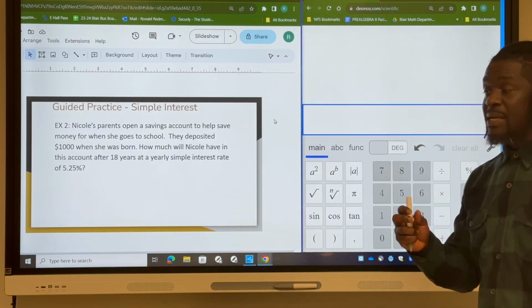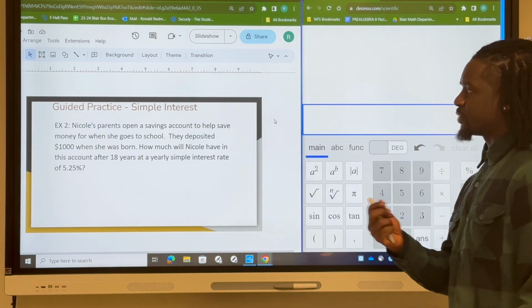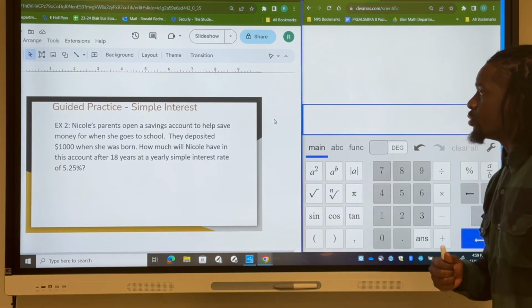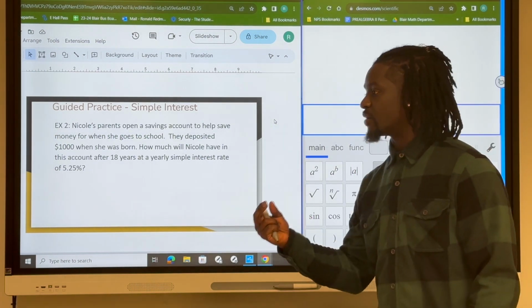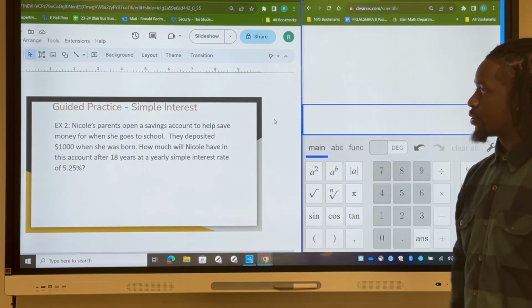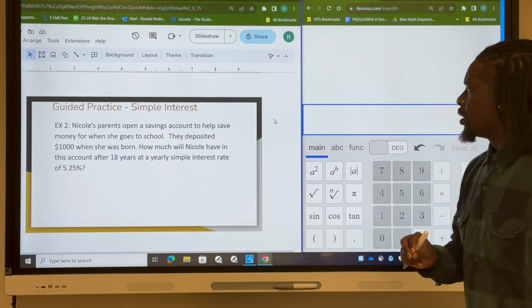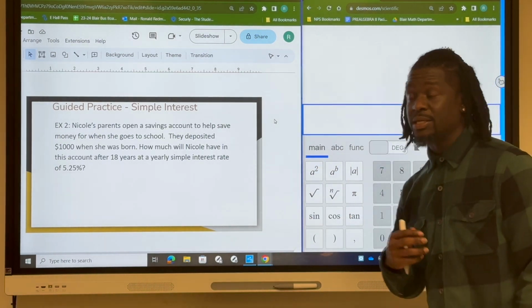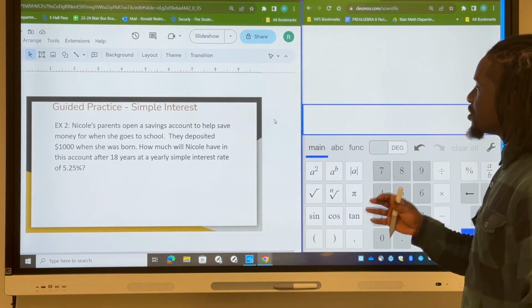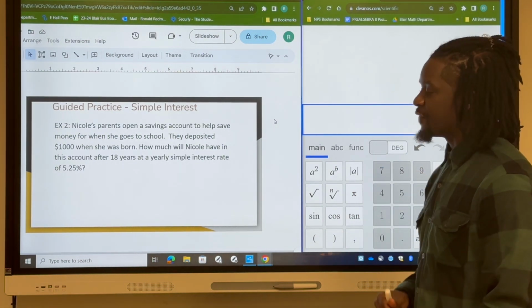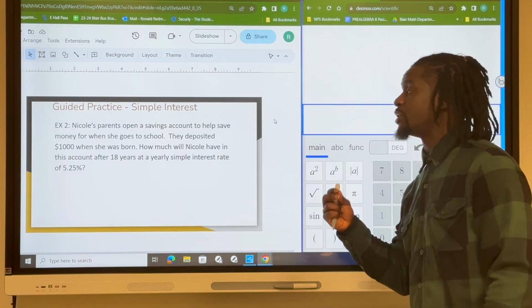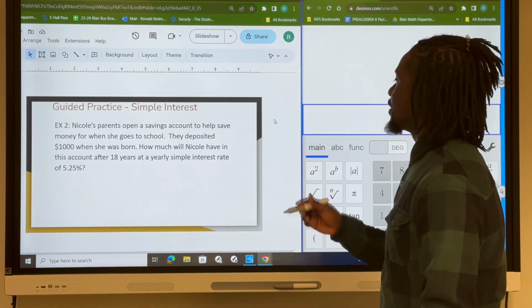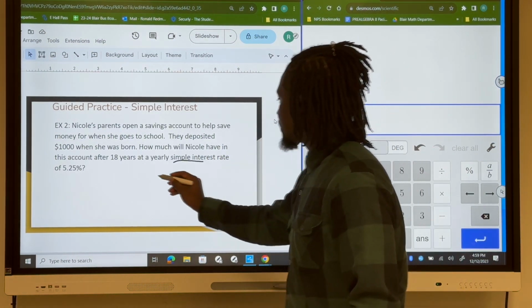Nicole's parents opened a savings account to help her save money for when she goes to school. They deposited $1,000 when she was born. How much will Nicole have in this account after 18 years at a yearly simple interest rate of 5.25%? So again, I'm looking for simple interest.